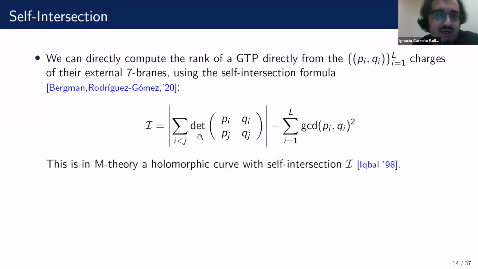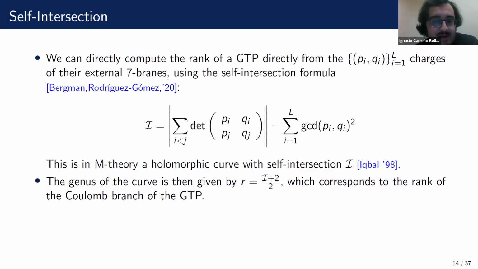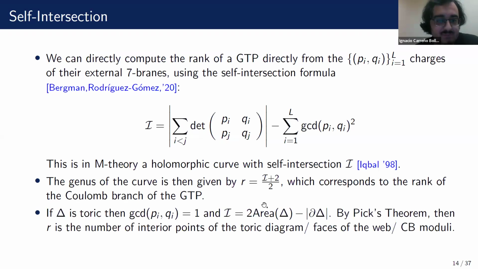Now, additionally, we can take the GTP and directly compute the rank just from the PQ charges of its external 7-branes using the so-called self-intersection formula, which originally comes from considering the junction as being uplifted in M theory as a holomorphic curve of self-intersection I. Then the rank of the Coulomb branch of the GTP is just given by the genus of the curve that is computed this way.